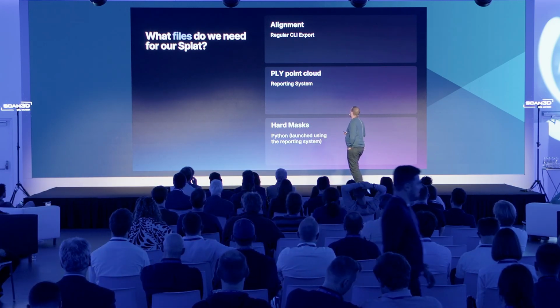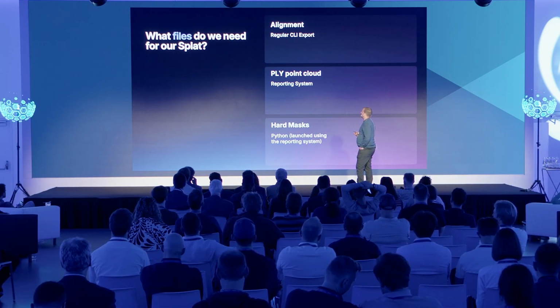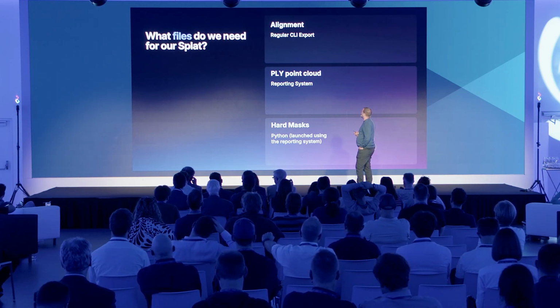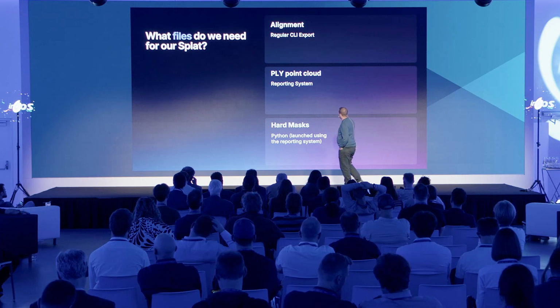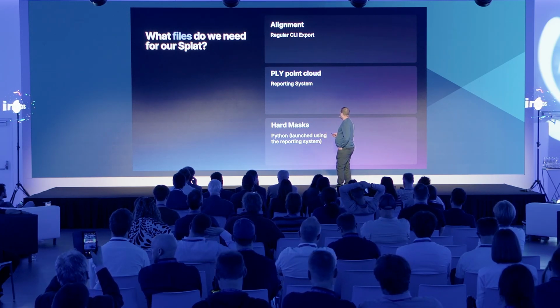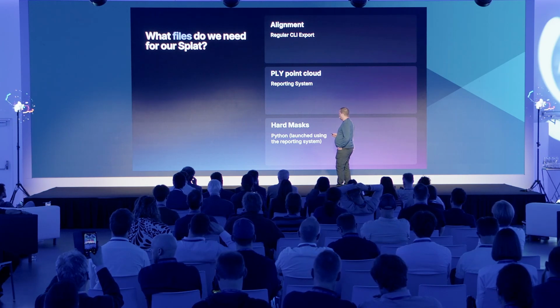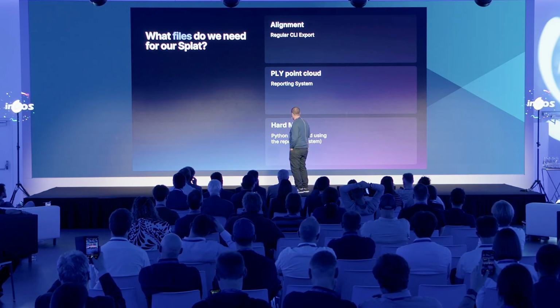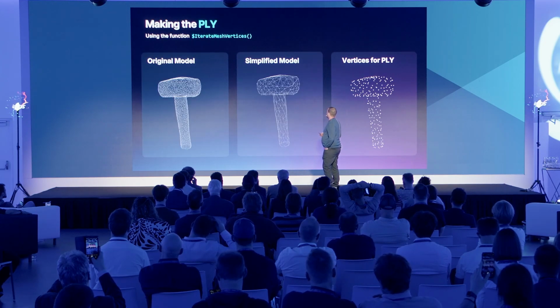Okay, so what files do we need for a splat? We need an alignment. We're not going to be using a reporting system there. It's just a regular CLI export. And the PLY point cloud, which I showed you earlier. And in this case, I've got a Python script which actually hard masks the RealityCapture masks onto the original images, so they're baked in there.